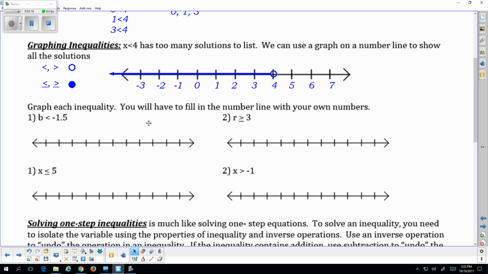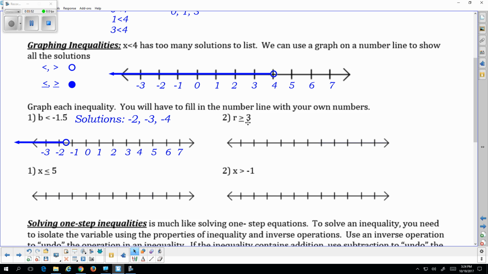Alright, so we're going to graph these. Some solutions I came up with for b is less than negative 1.5. We had some of those solutions. Okay, so let's make a number line. And do we want an open circle or closed circle at negative 1.5? We want an open circle. So put an open circle. It's negative 1 and then you go a half. And then which side do we want to shade? Do we want to shade the numbers on the right or on the left? We want to shade the numbers on the left.